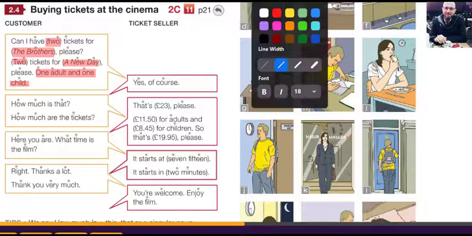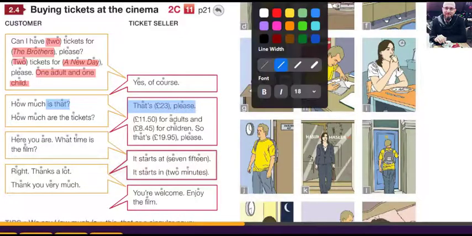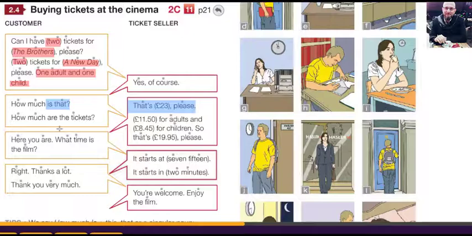So here, let's see. For example, let's put it here in a different color. Okay, so when I say how much is that, so the total here, that's £23, please, okay? And here, if I say how much are the tickets, so we say for adults, for example, this is for adults, and this is for a child, and this is the total. So how much are the tickets? Here you are.